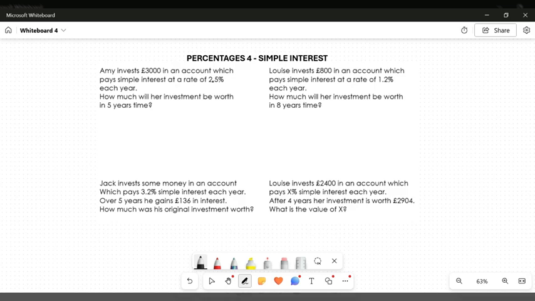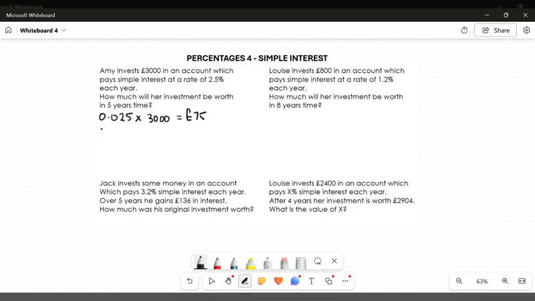So what that means is every year she will get 2.5% of £3,000. To work out 2.5% of £3,000, we can turn 2.5% into a decimal multiplier by dividing by 100. That would be 0.025. So to turn a percentage into a decimal, you divide it by 100, times by 3,000. We can use our calculator. 0.025 times 3,000 gives us £75. So every year she will get £75 interest.